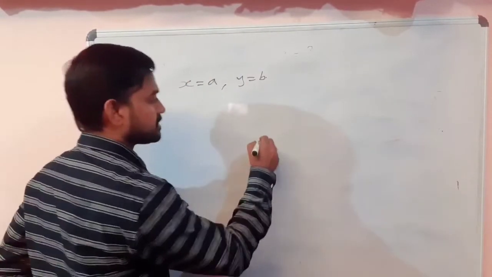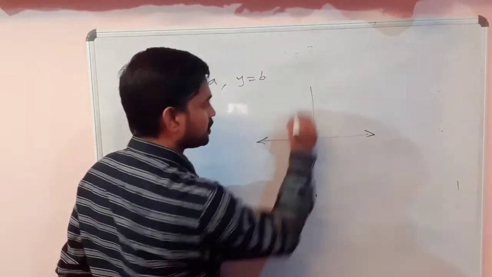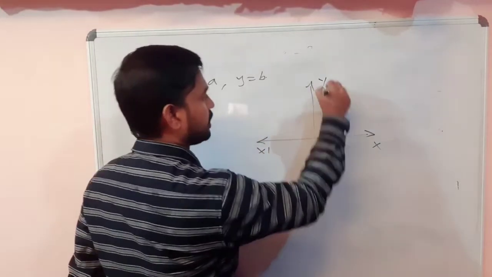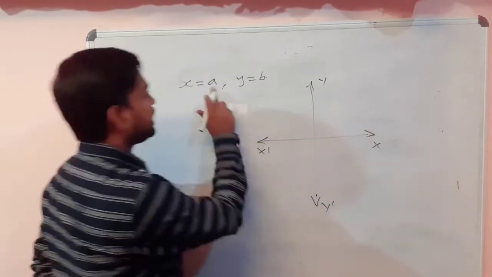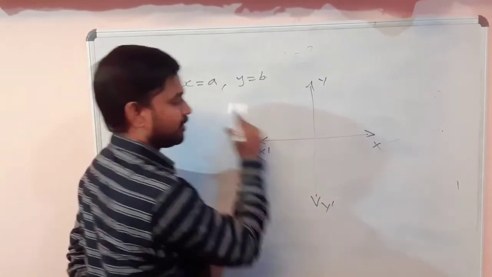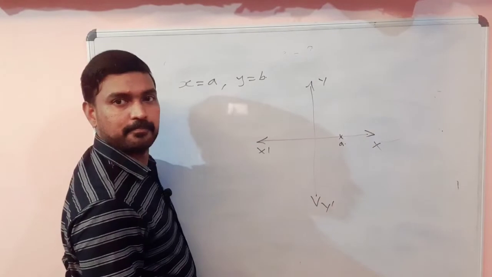For understanding this question, we need to know how to draw the graph of these two lines. Just try to understand. There will be x-axis and y-axis. When we draw the graph, there will be x-axis and y-axis, x dash, y dash. Suppose A, B are positive numbers. Then x is equal to A. Where will that be? On the right side, there will be a point x is equal to A.